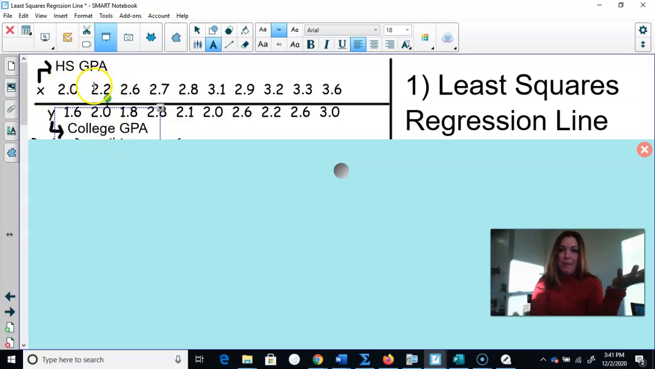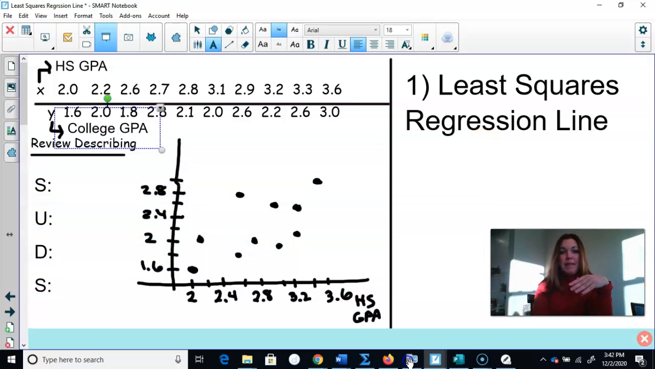Our high school GPA, we are calling that our explanatory variable that is going to influence our response variable, our college GPA. We have 10 students where we gathered their data. And the first thing, before we even find this least squares regression line, which you maybe know as the line of best fit, we want to plot the data. So I plotted that data there.